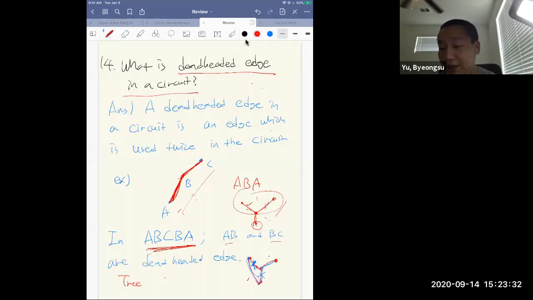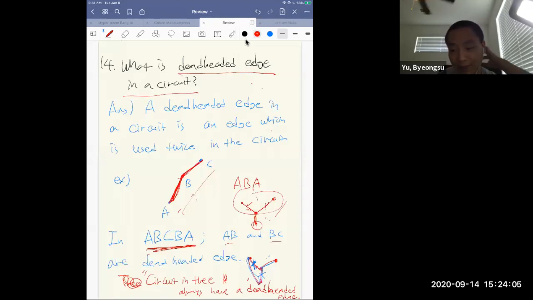So what I want to say in this example, or this question, is that tree, you know what a tree is, right? A tree is a graph without a circuit, right? A circuit in a tree is always a dead-headed edge, right? So maybe this information may be useful for the exam.